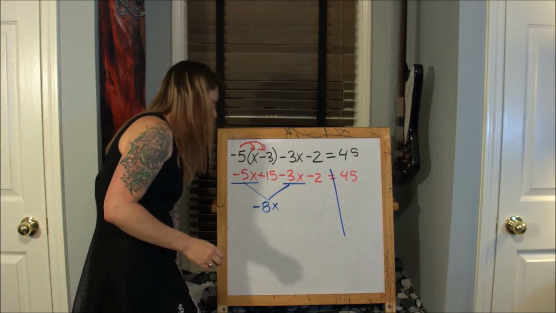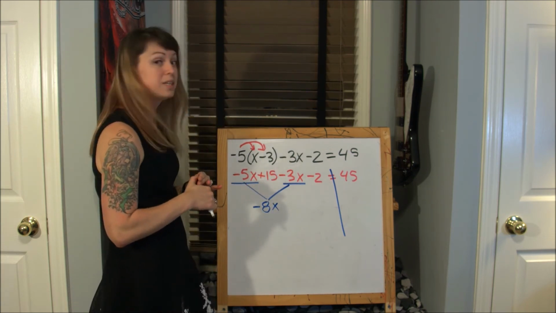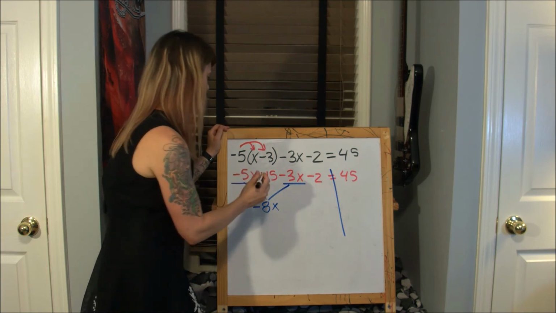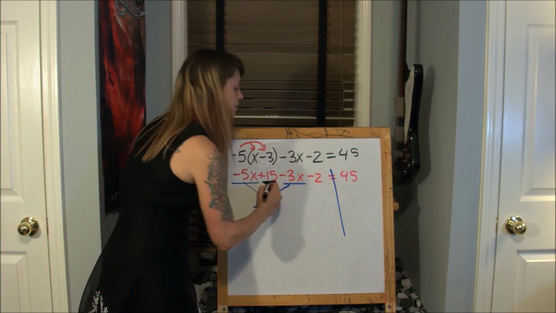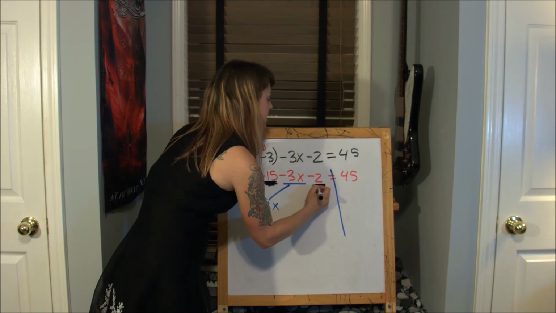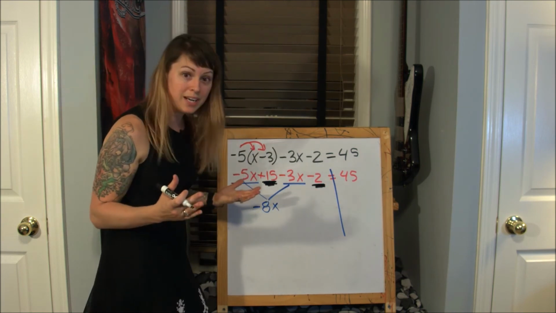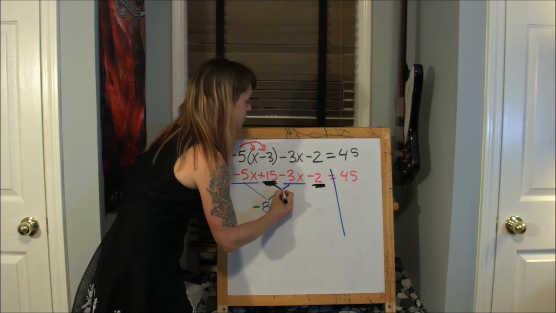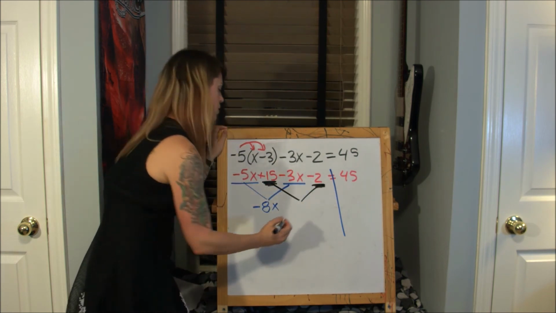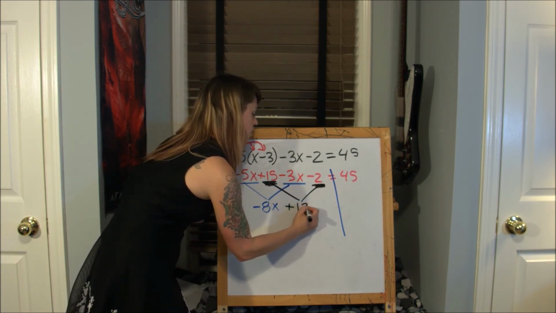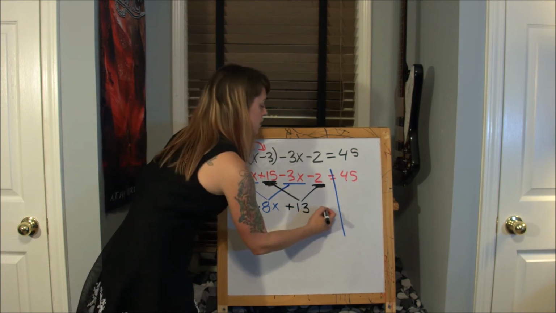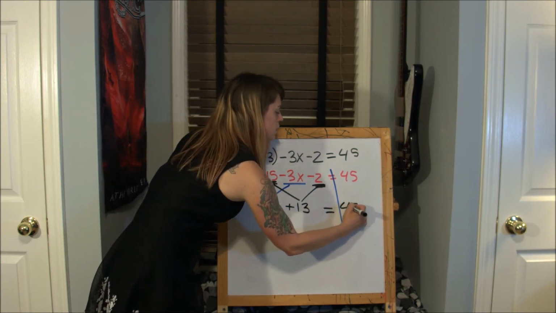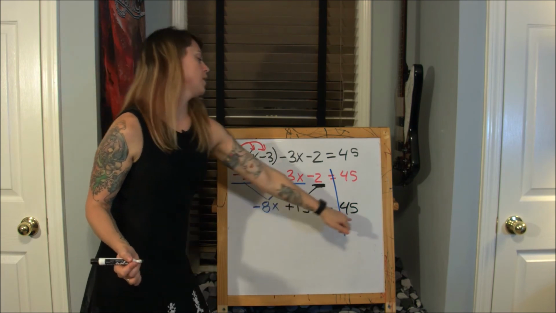Well, now you'll notice I still actually have 2 constant like terms. I've got a 15 and a negative 2. Again, I'm not doing any opposites. Nothing is moving across the equal. So I'm just going to add 15 and negative 2, which will be 13 equals 45. So here's my equation.